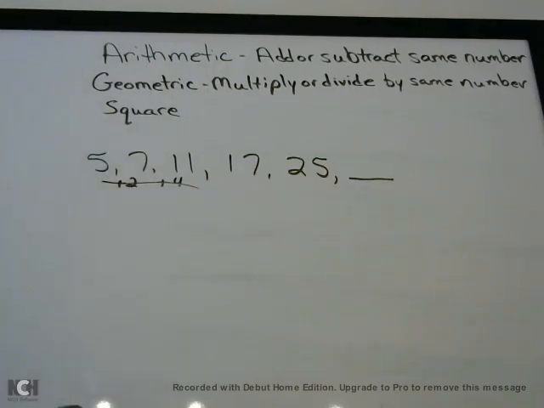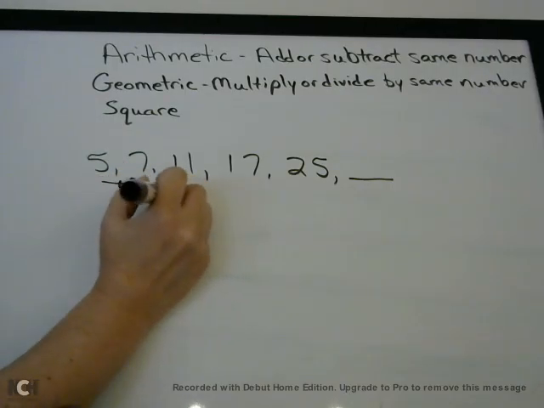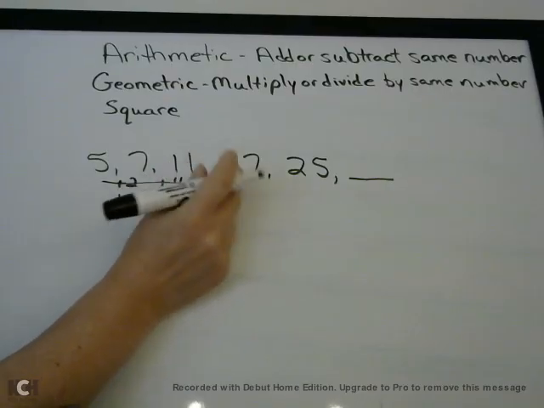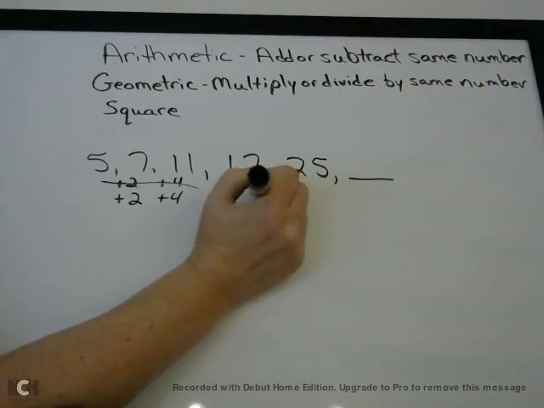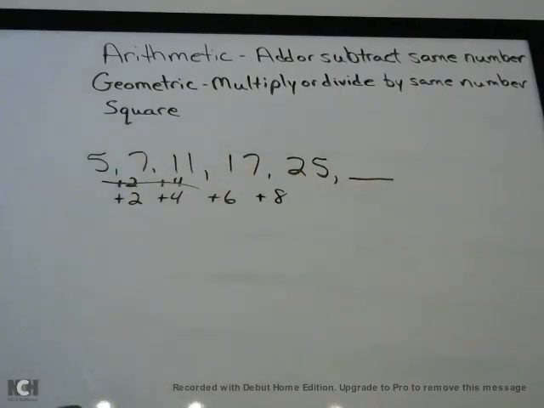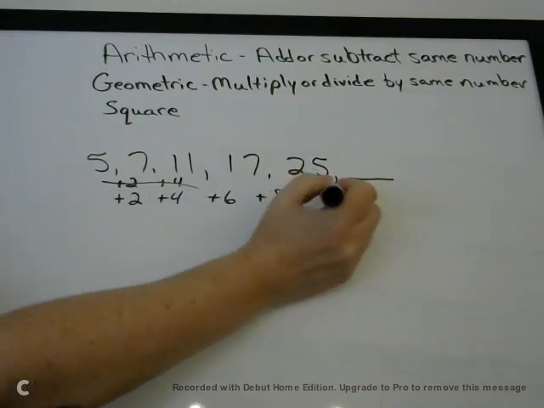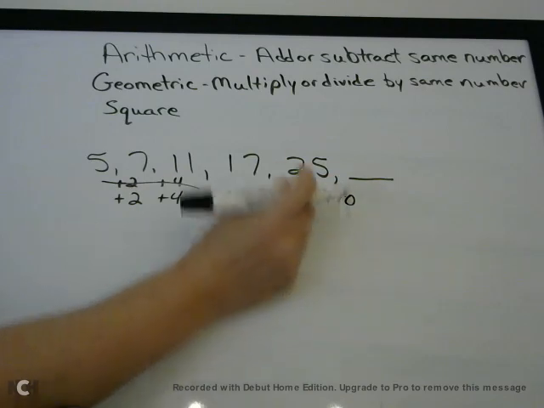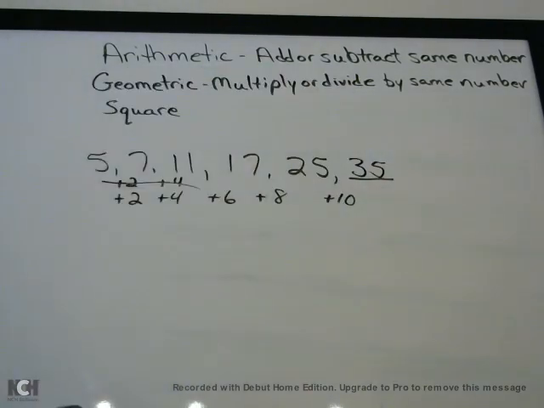So now I'm going to think, what is the pattern here? Go back to addition or subtraction. We had plus 2, plus 4, from 11 to 17 is plus 6, from 17 to 25 is plus 8. So this is a pattern if you think about it logically: 2, 4, 6, 8. So the next one would be plus 10. So 25 plus 10, your answer would be 35.